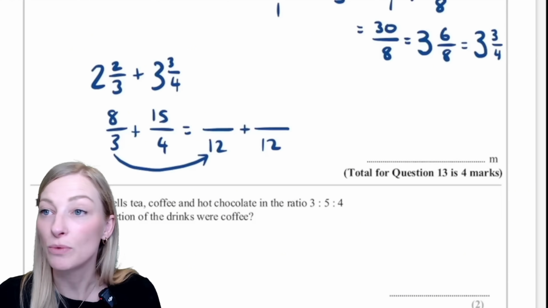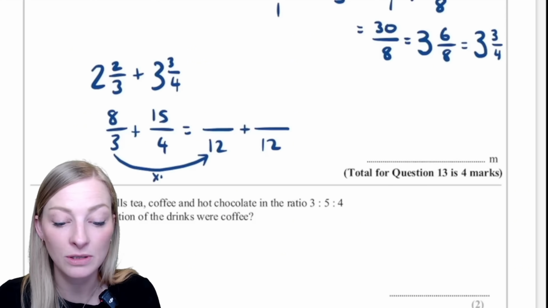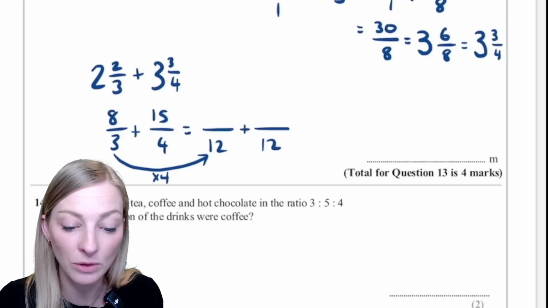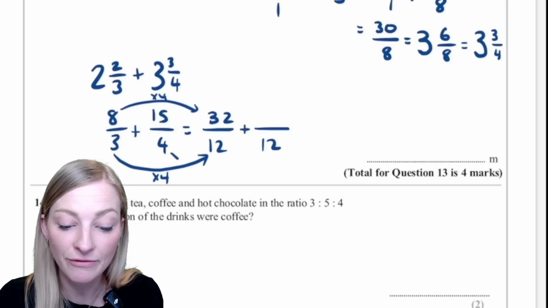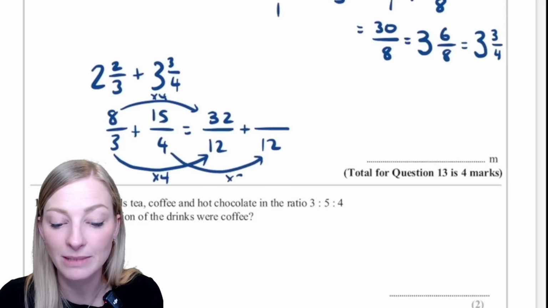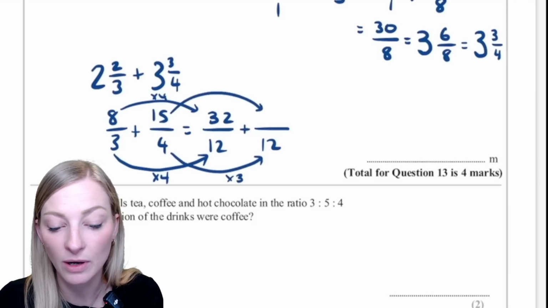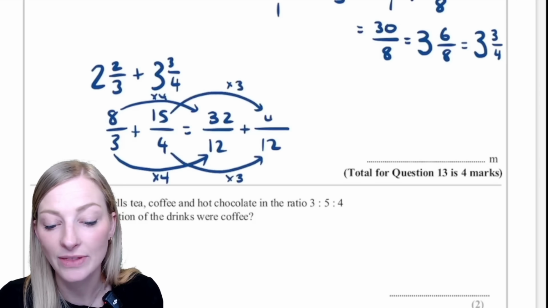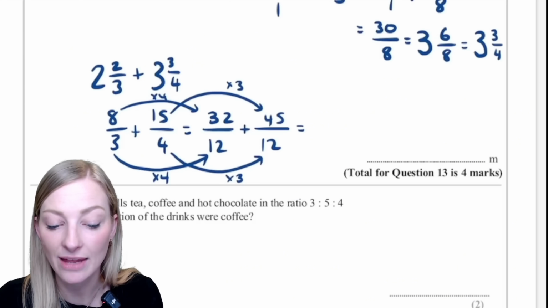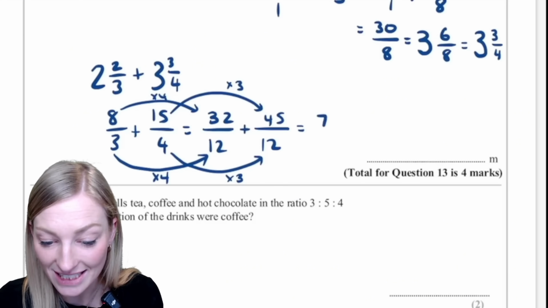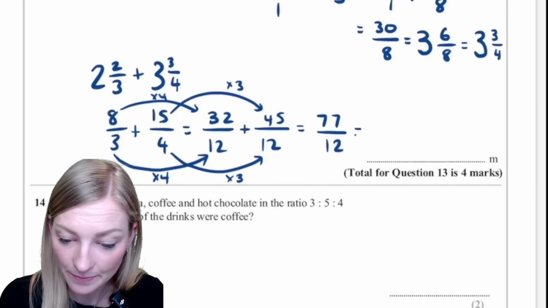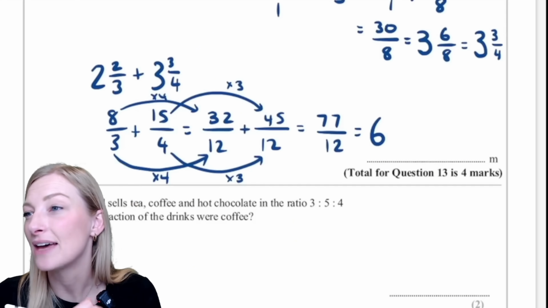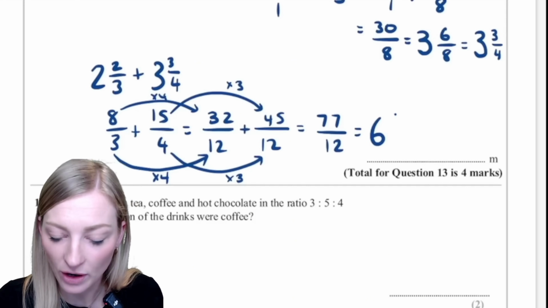So with 3, we multiplied it by 4 to make it 12. So I also need to multiply the 8 by 4, and that is 32. With the second fraction, I've multiplied the denominator by 3, so I also need to multiply the numerator by 3, and that is 45. Altogether, I have 77/12, and that goes in 6 times, because that's 72, with a remainder of 5/12.